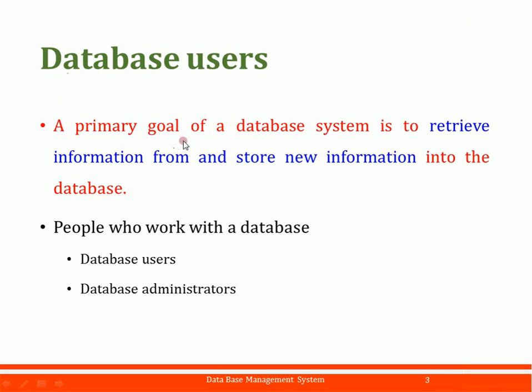So, the primary goal of a database system is to store and retrieve information from and into the database. We will be storing new information into the database, and we should be able to retrieve whatever we have stored from the database. The people who work with the database are of two types: one is a database user and the other is database administrators. So we are going to discuss who the database users are and what the roles of database administrators are.